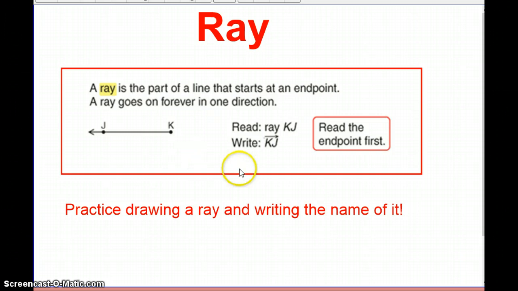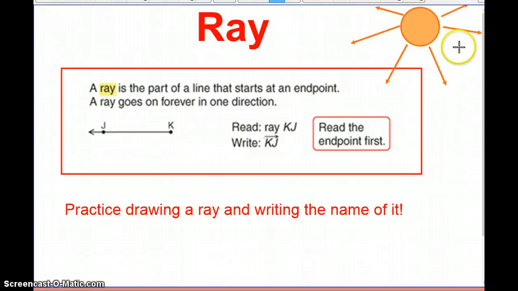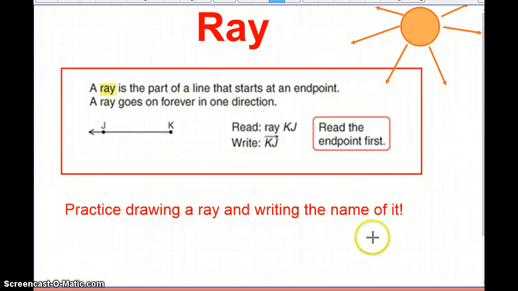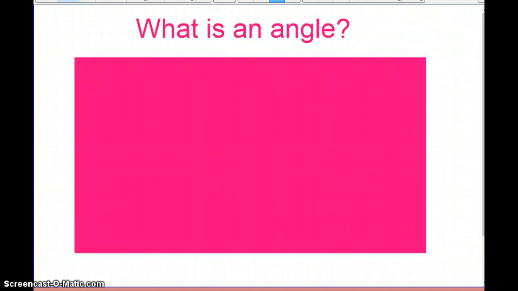When we write rays, unlike lines and line segments, there's only one way to write it. You always write it with the end point first. So because K we see as the end point, there is no arrow, you would write it KJ. And you'll notice that there's a line with an arrow at the top. That's a symbol for a ray. The way I like to think of it is a ray of sun. That's how I memorize it. It starts at an end point, it starts at the sun, and then it goes on forever and ever. So think of ray, ray of sun. And remember it has an end point and an arrow. Okay, so that's a ray.